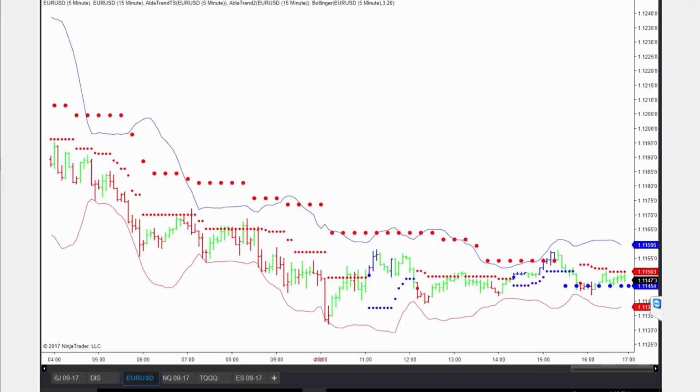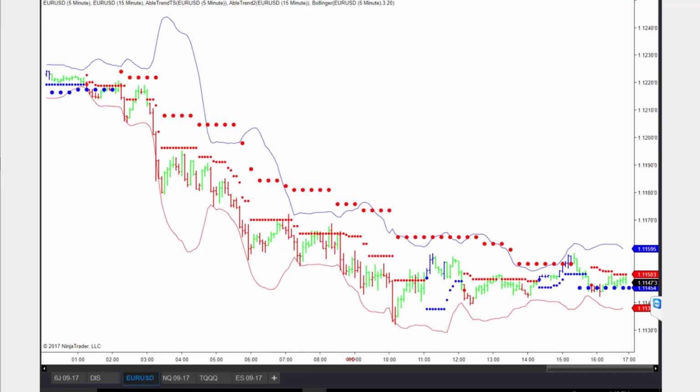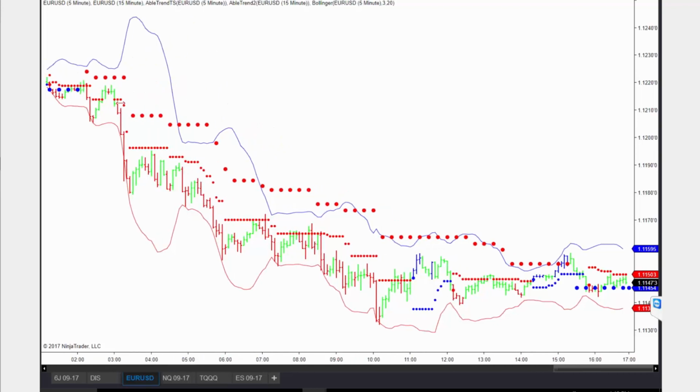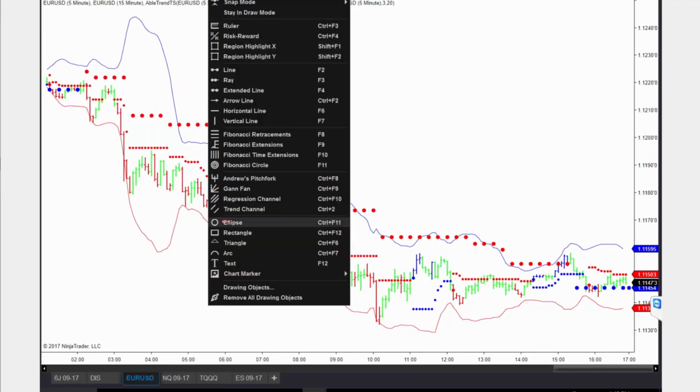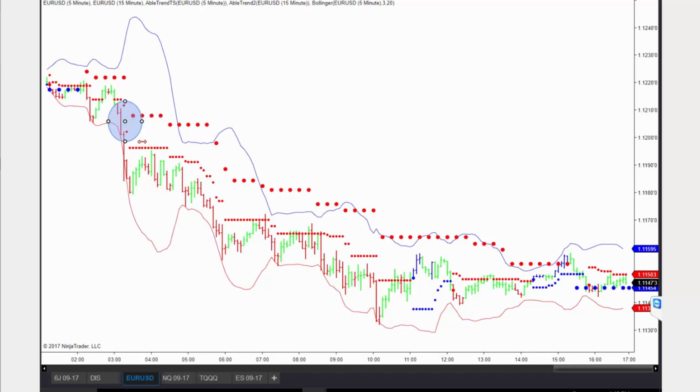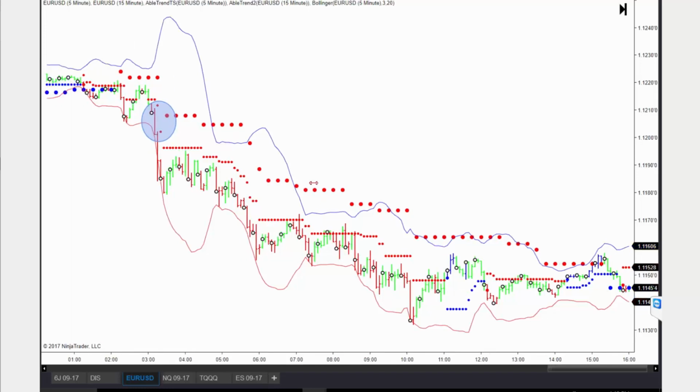Okay, let's take a look at the euro. We're going to take a look at all kinds of different markets. Got a really nice sweet spot, what we call a sweet spot right there. Red bar, red dot, everything is red. Down it goes. That was a home run here today. Big money there. Okay. No trade zone here.